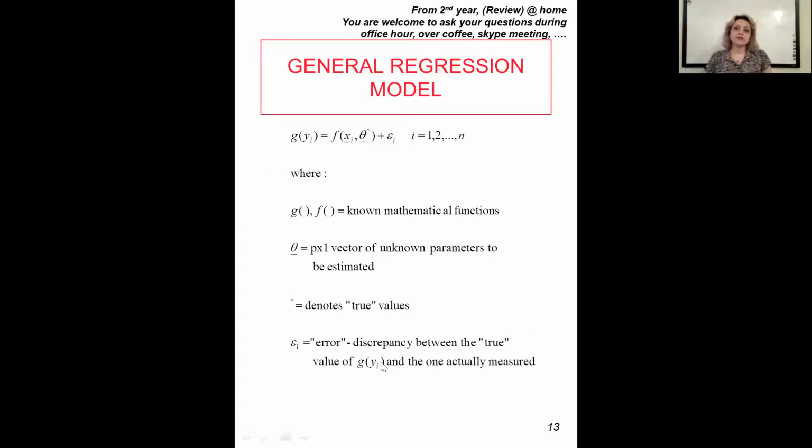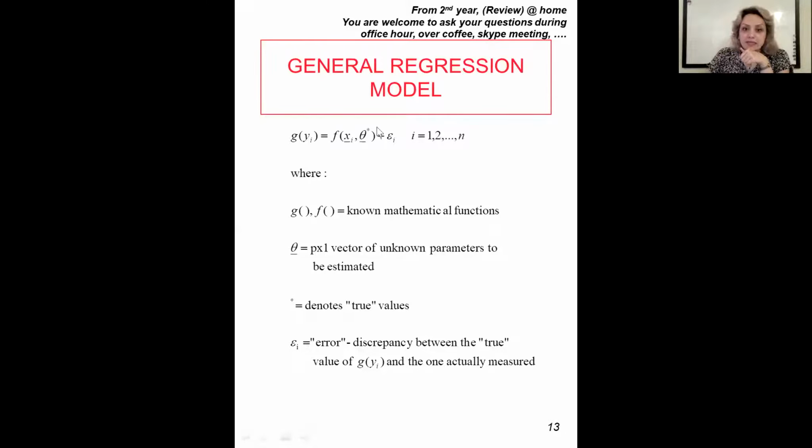Okay, so here is the general regression model. It's from the second year. I will quickly go through that. We talked about that in chapter 1 as well, a little. Feel free to ask me questions. We can have a virtual office hour or a virtual coffee together, a meeting.